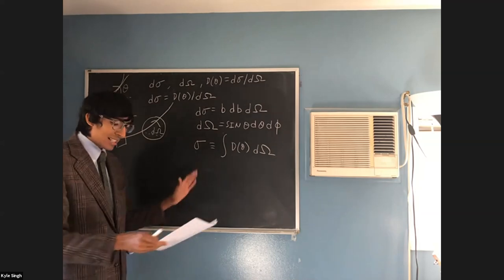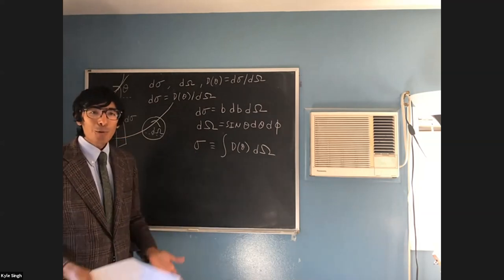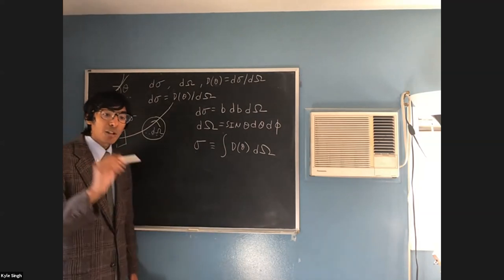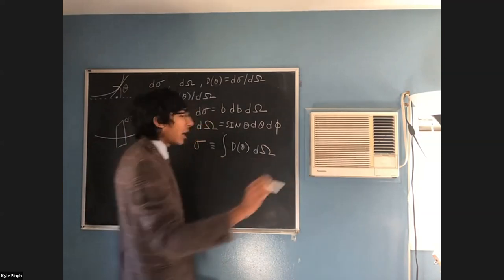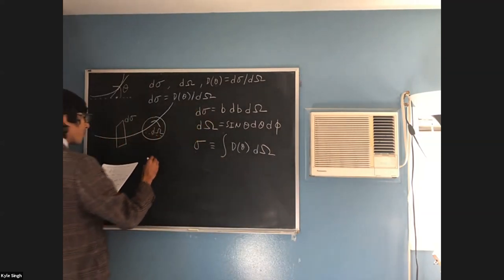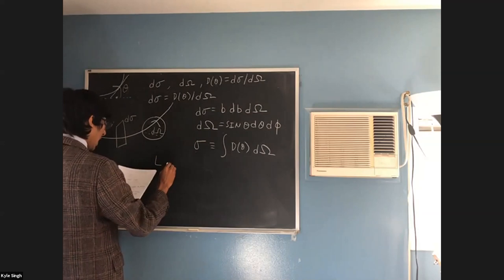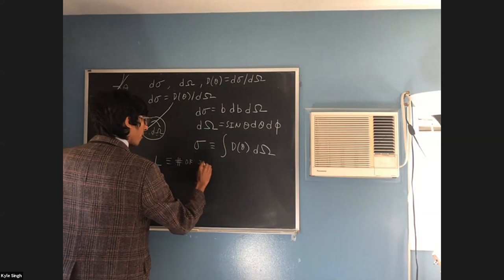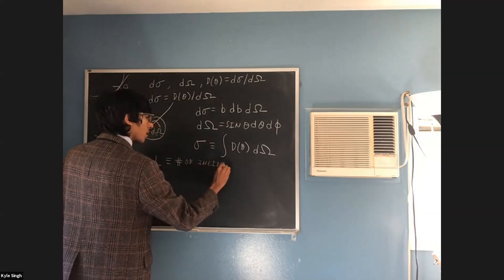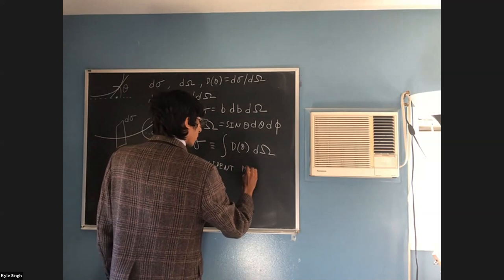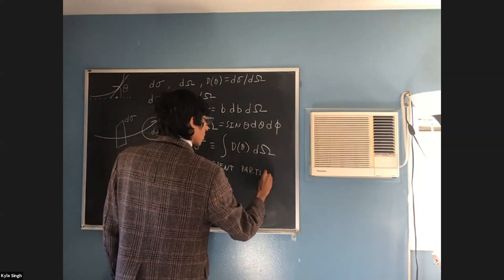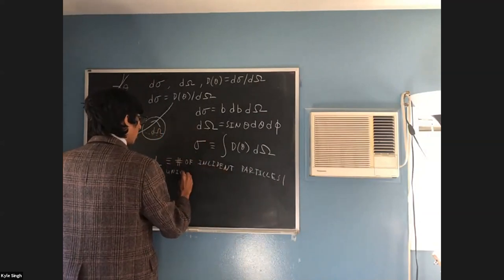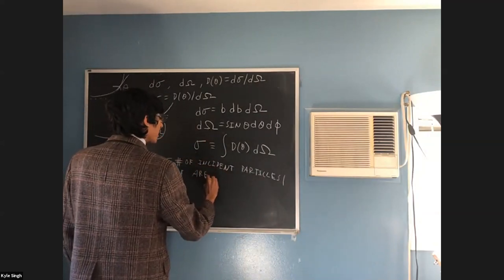Okay, so this is classical scattering. I've told you nothing about probabilities. So now suppose we have a beam of particles, right? Like in the Rutherford experiment that Rika described to us. Then we can define a term called the luminosity. And the luminosity is the number of incident particles per unit area. Okay. This is, of course, classical.